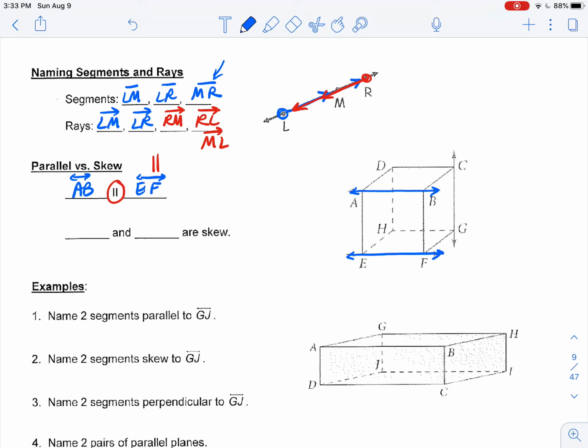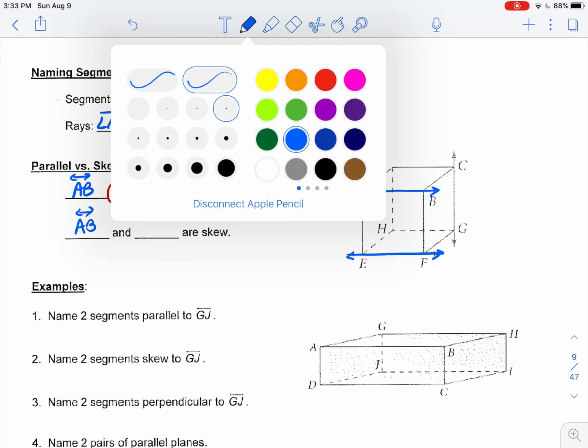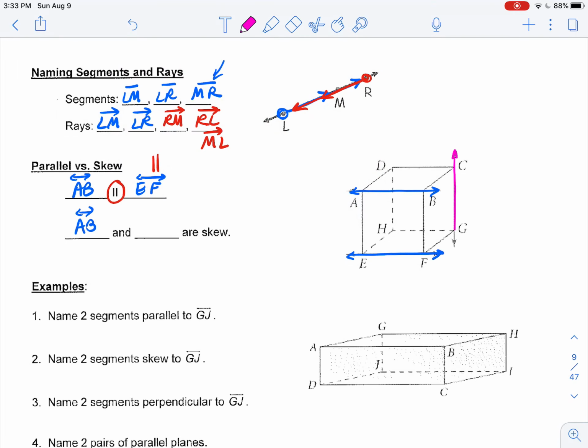Skew lines are lines that are non-parallel and non-intersecting, non-coplanar and non-intersecting. So in this case, how about AB? And let's take a look at this one back here. How about CG? Skew lines. These are non-coplanar and non-intersecting.